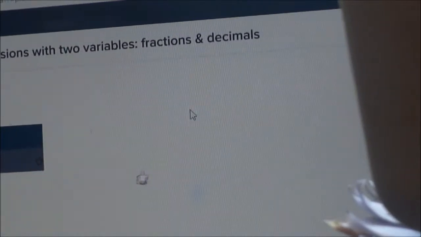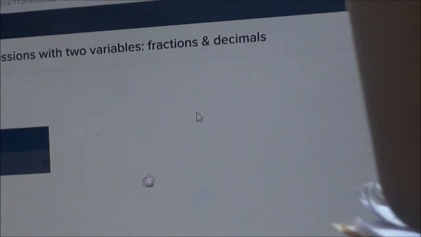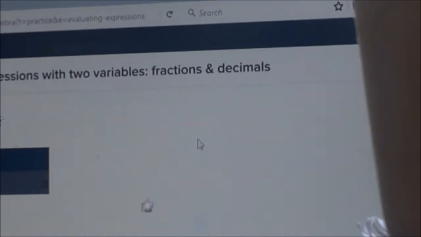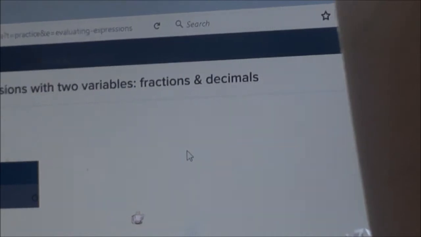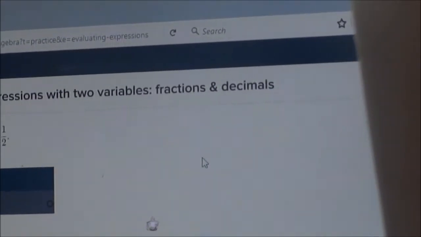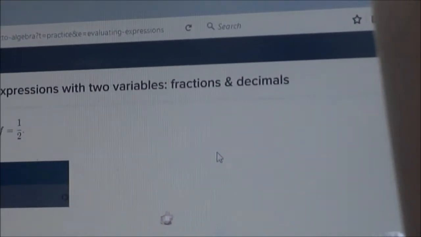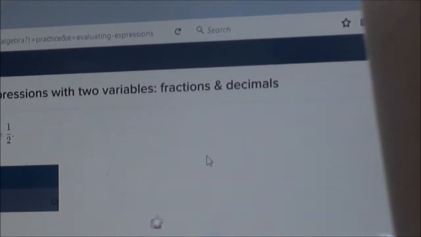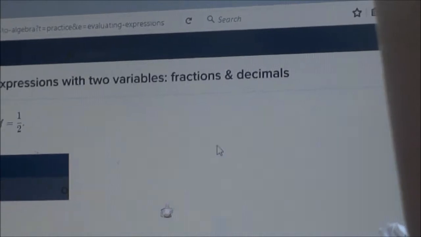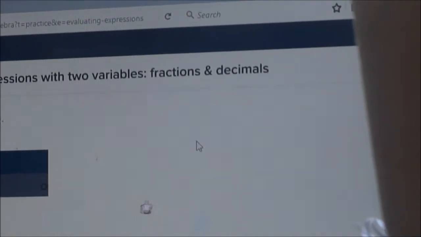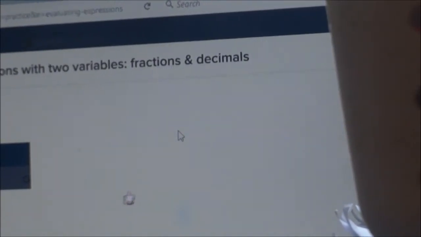All right, evaluate E. Is that C or E? E. Well, I'm sitting this far back. Evaluate when E equals 12 and F equals 1/2. Okay, look at the numbers. There's something in common between the 12 and the 2 already. The 1 is going to disappear. The fraction, don't even worry about it. 12 and 2.